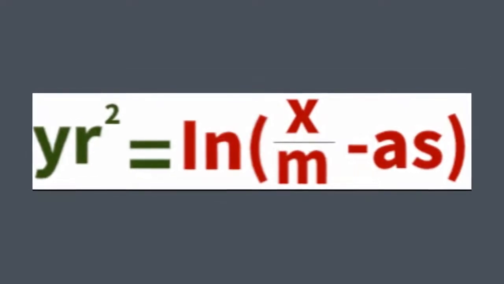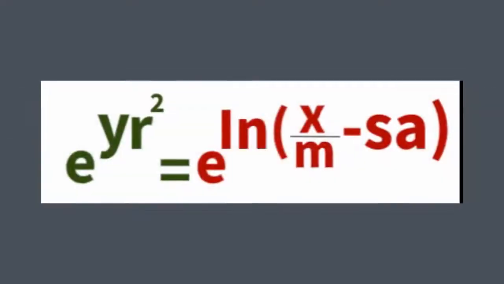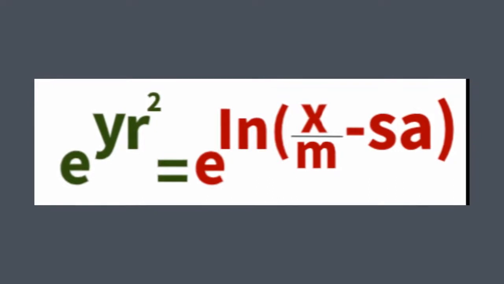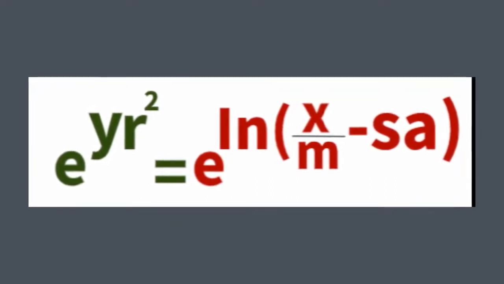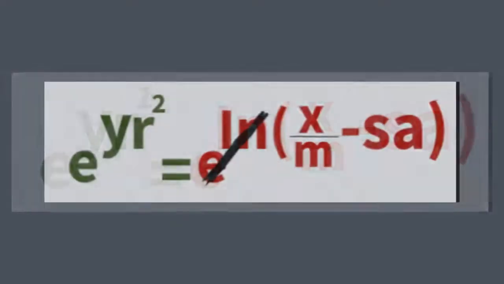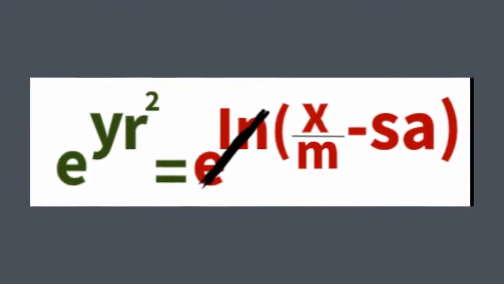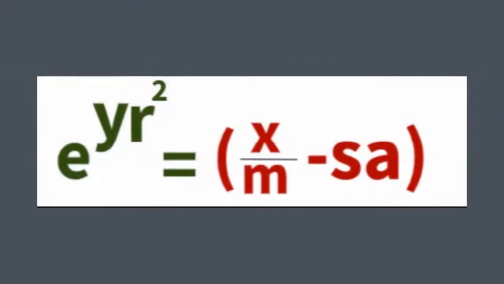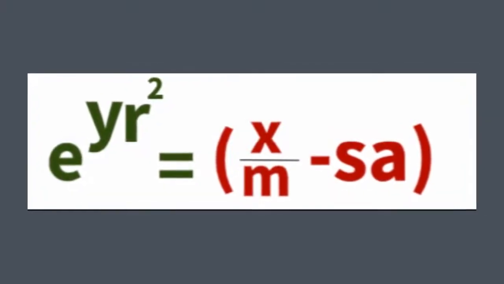After doing the first step, this is what we're left with. Next, we have to do the inverse operation of ln. So we have to multiply both sides by e. That would mean that e and ln will cancel out. The equation is now looking like this, but we're not done yet.